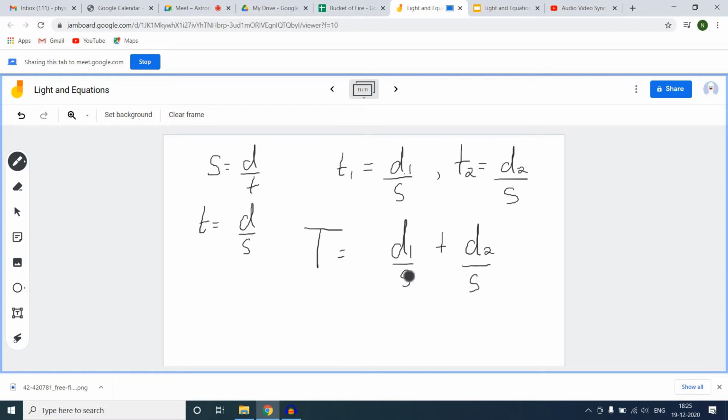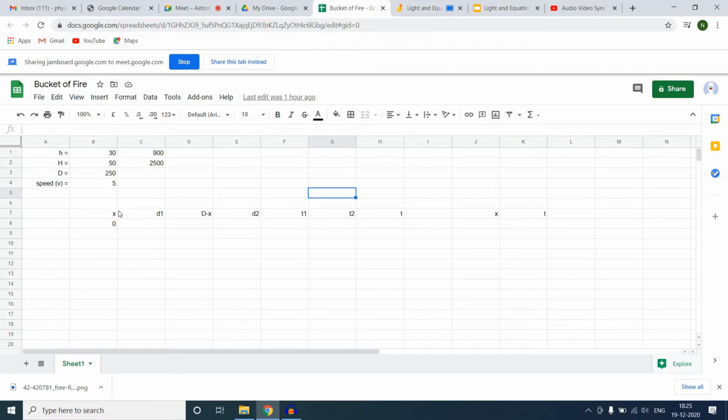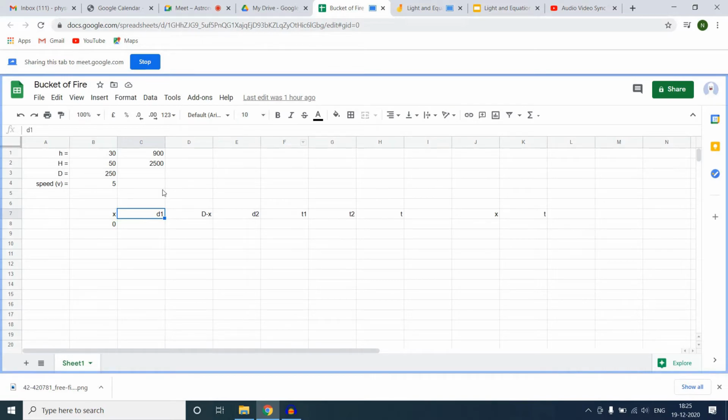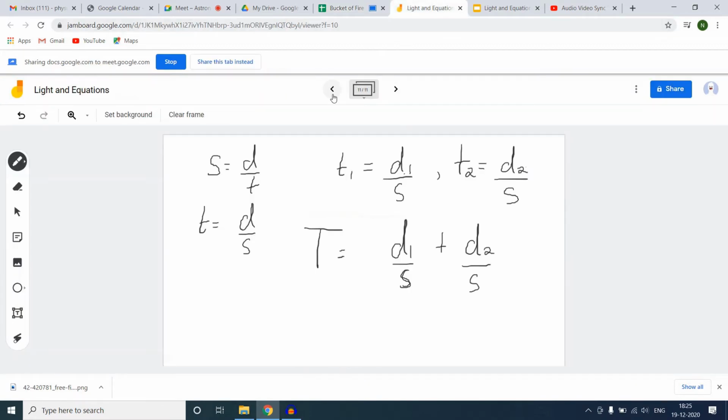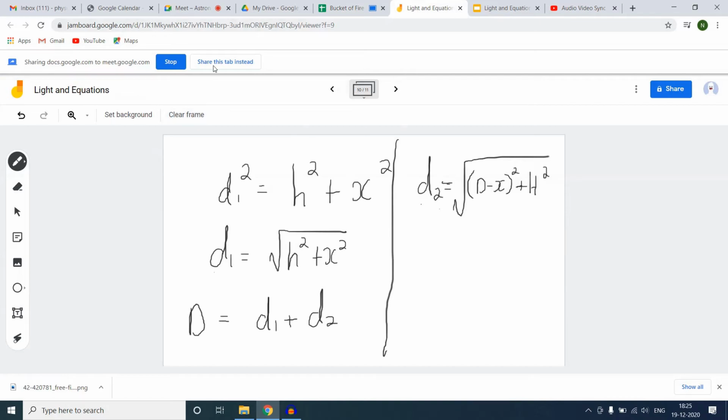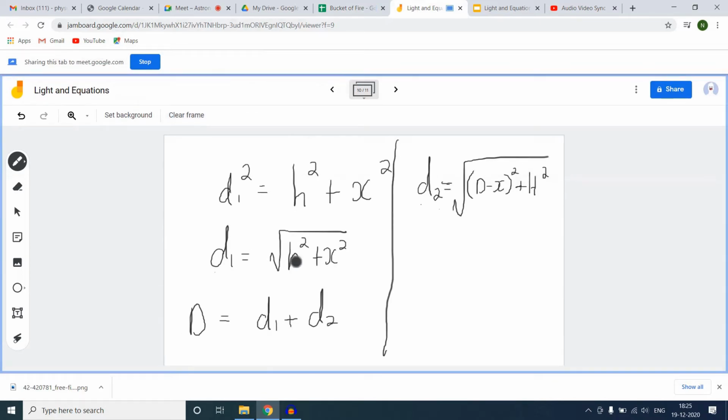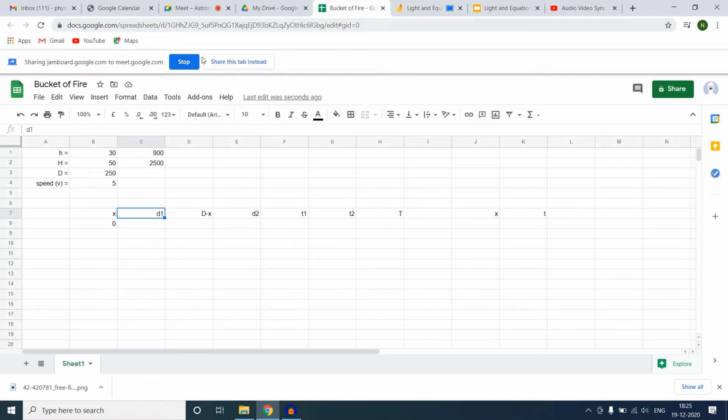Now to solve this, let's make an Excel sheet over here. This is your Excel sheet. This is x, this is d1, this is d minus x, this is d2, time 1, time 2, and this is the total time. I'll call this capital T. So we know that d1 is, from Pythagoras theorem, the square root of h square plus x square. So let's do that.